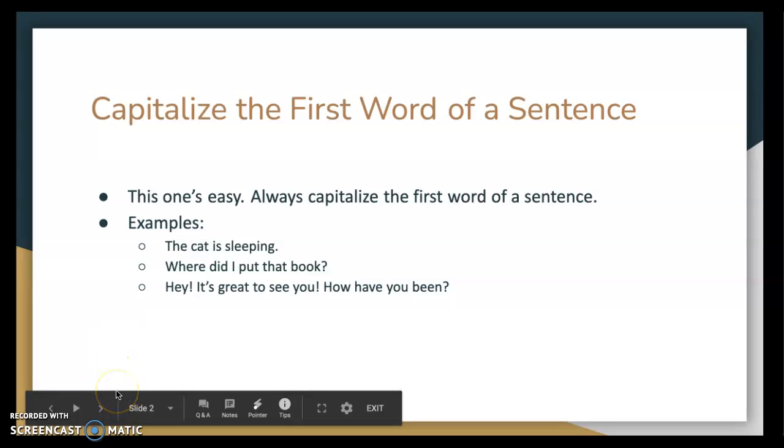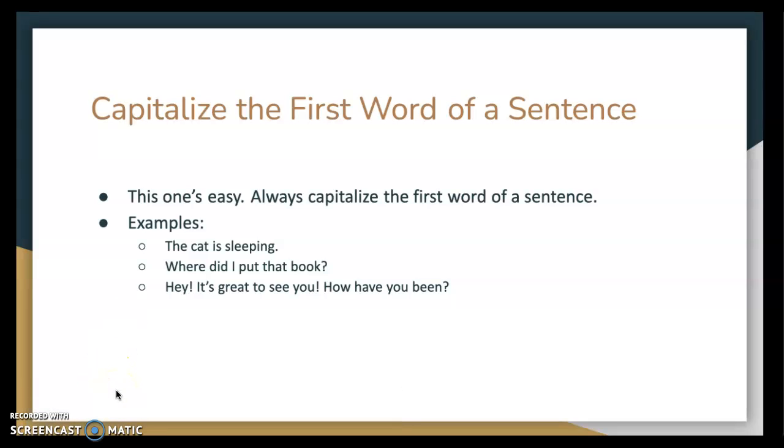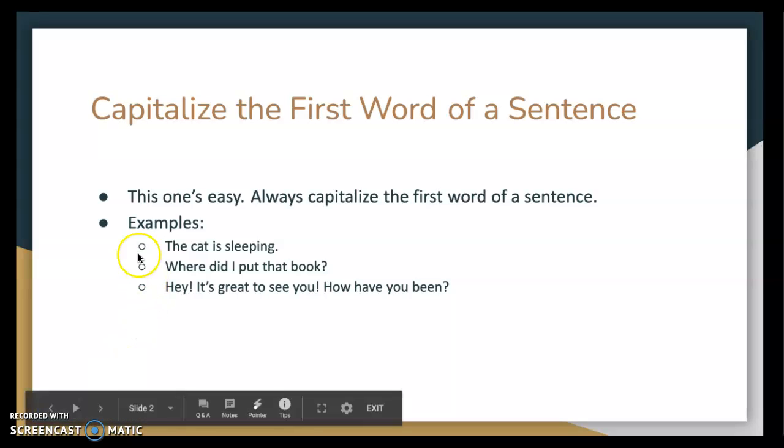Alright, so first up, capitalize the first word of a sentence. This one's easy. Always capitalize the first word of a sentence. Example: The cat is sleeping. The T in "The" is capitalized.